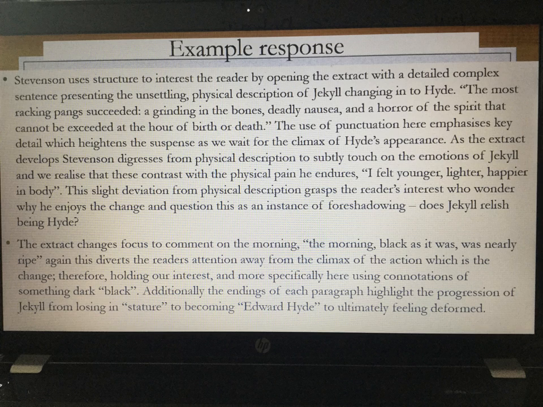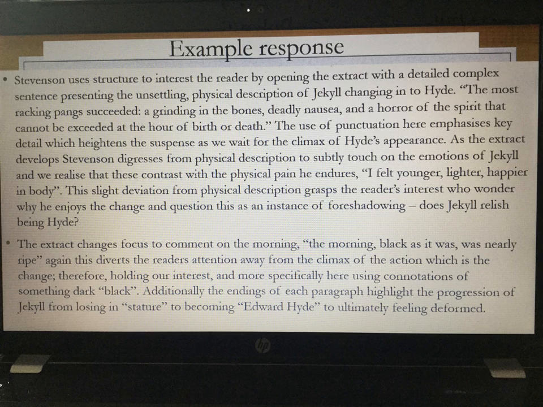As the extract develops, Stevenson digresses from physical description to subtly touch on the emotions of Jekyll, and we realise that these contrast with the physical pain he endures. "I felt younger, lighter, happier in body." This slight deviation from physical description grasps the reader's interest, who wonder why he enjoys the change and question this as an instance of foreshadowing. Does Jekyll relish being Hyde?